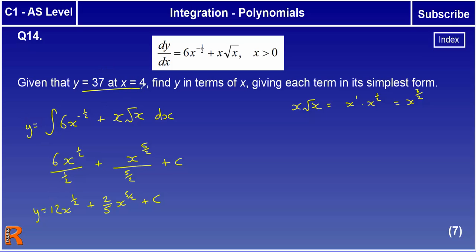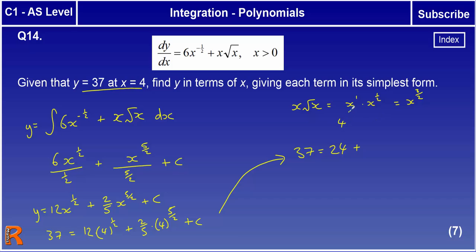Now we need to put in our values. y is 37 when x is 4. So we've got 12 times 4 to the half plus 2/5 times 4 to the 5 upon 2 plus a constant. Well, 4 to the power of a half is just 2, and 2 12s are 24. So we've got 37 equals 24, plus 2/5 times 4 to the power of 5 upon 2.